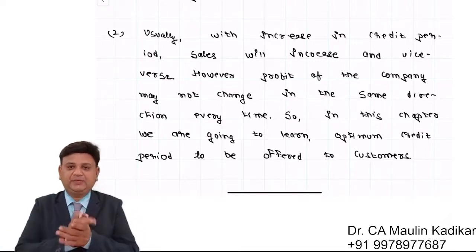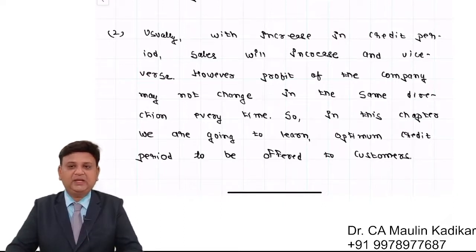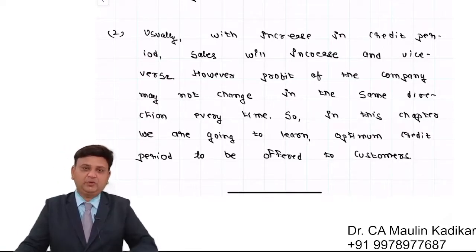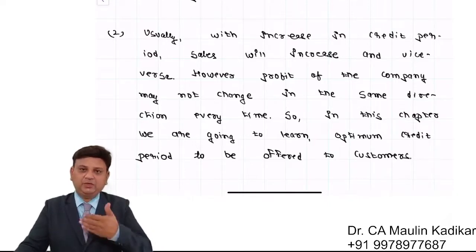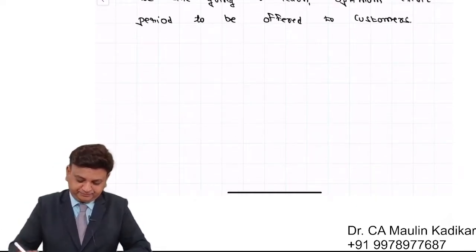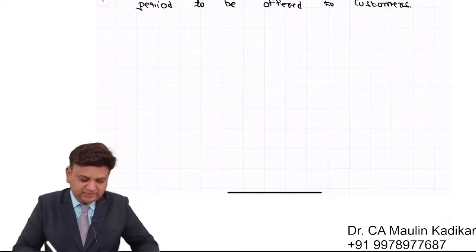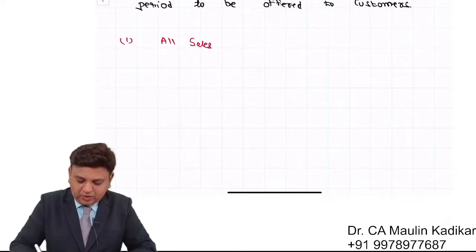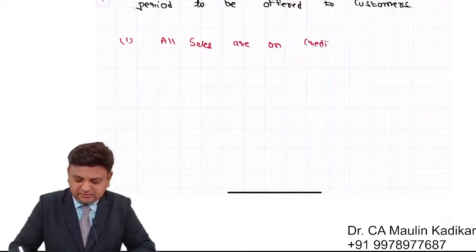Now, friends, in this chapter, they have made a few assumptions. Which are those assumptions? I'll explain them to you and then I'm going to dictate them to you. You don't have to write them initially. First, I'm going to give you an explanation about the assumptions they follow. Throughout the chapter, a few assumptions have been made like this. First assumption: all sales are on credit basis.